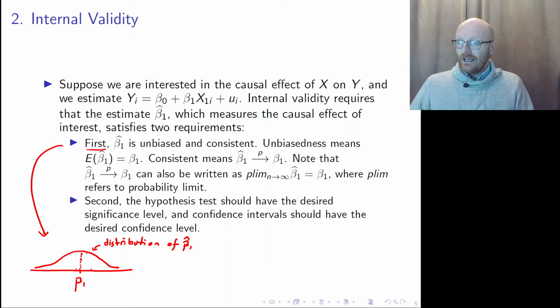And consistent means that as the number of observations increases, then in the probability limit, our estimate of beta should be closer and closer to the true beta value. This limit can also be written as the probability limit as n goes to infinity, as our number of observations goes to infinity or increases a lot, then the probability limit of beta hat should be equal to the true value of the beta.